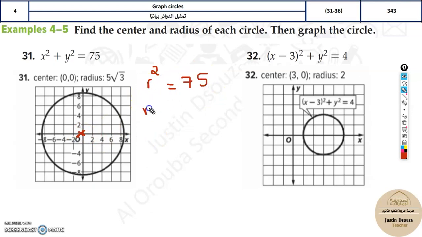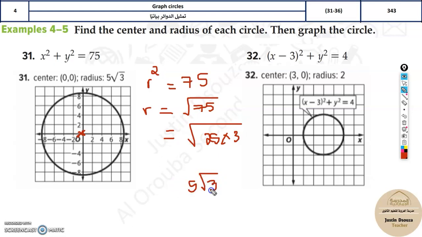So the radius would be square root of 75. You can easily solve this. Square root of 25 times 3 gives 5 root 3 as the answer. Or you can simply put this in a calculator and you will get the answer. Now 5 root 3 would be about 8 point something. So over here you should just count 2, 4, 6, 8 and so on. Whatever value you get, you can use a calculator and solve it.